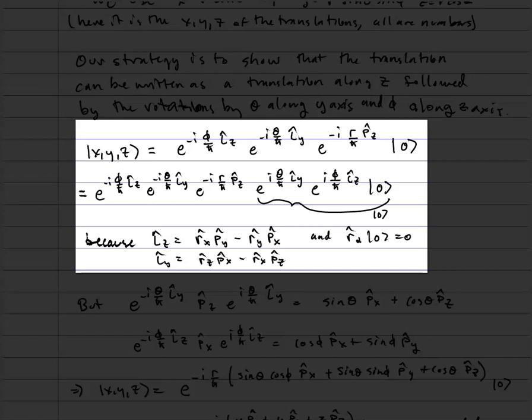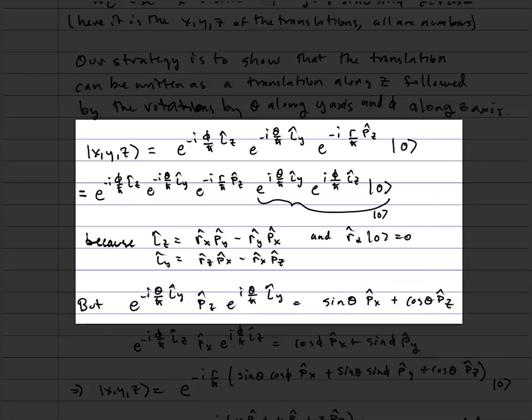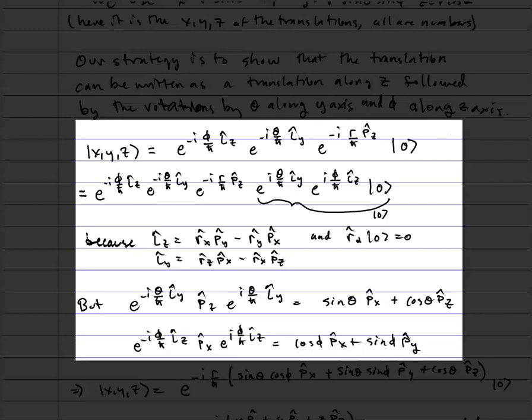So now we can just do the Hadamard. Now, e to the minus I theta over h bar Ly pz e to the I theta over h bar Ly, that's a rotation because the pz is a vector operator. So it becomes equal to sine theta px plus cos theta pz. It's the exact same algebra as we did when we were looking at rotation of vector operators a few lectures ago. And then I have the rotation by the Lz.